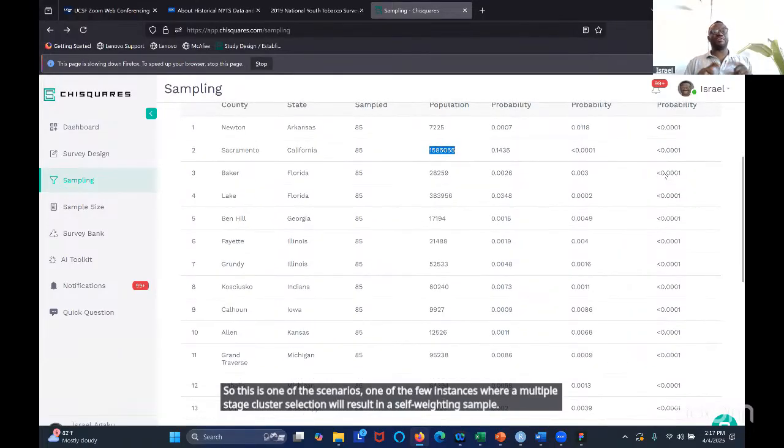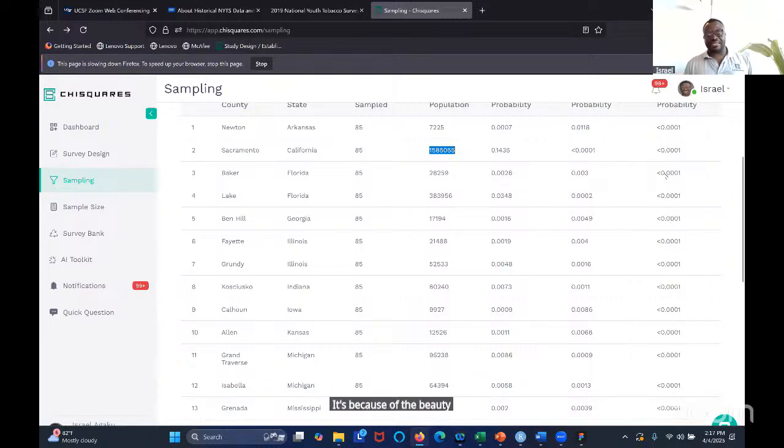It's because of the beauty and the simplicity of this methodology that it's very commonly used in the field. Because once you implement the two-stage PPS, you don't have to worry about weights. All of that correction is not needed because the sample itself is self-weighting.